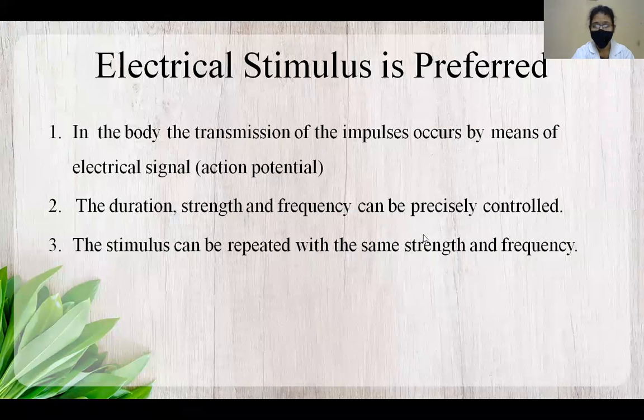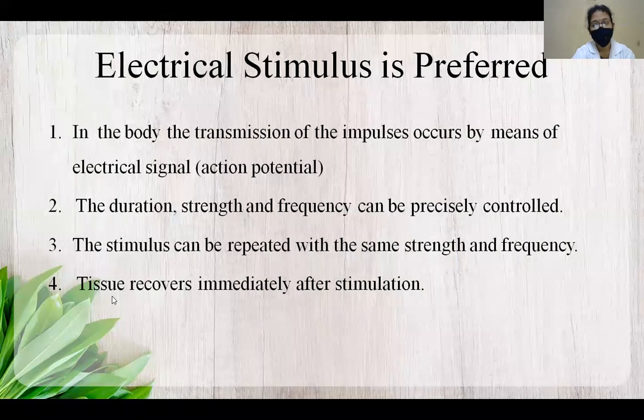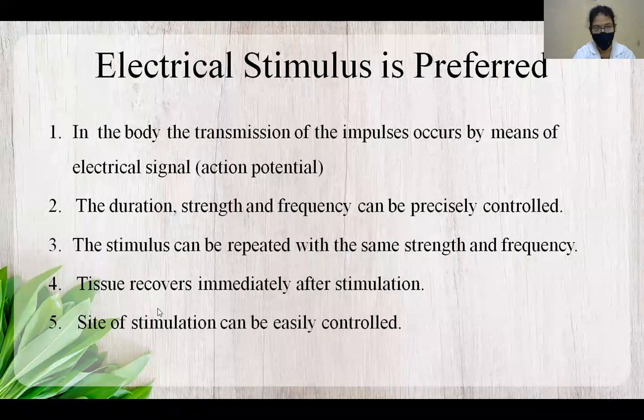For example, if you have chosen a stimulus of 1 volt, it can be repeated with the same strength and the same frequency. So controlling the strength and frequency of electrical stimulus is very easy. Fourth, after the stimulation, the recovery of the tissue occurs immediately, and the site of stimulation can be easily controlled. We usually prefer electrodes of pinpoint size, so with their help we can easily control the site of stimulation.